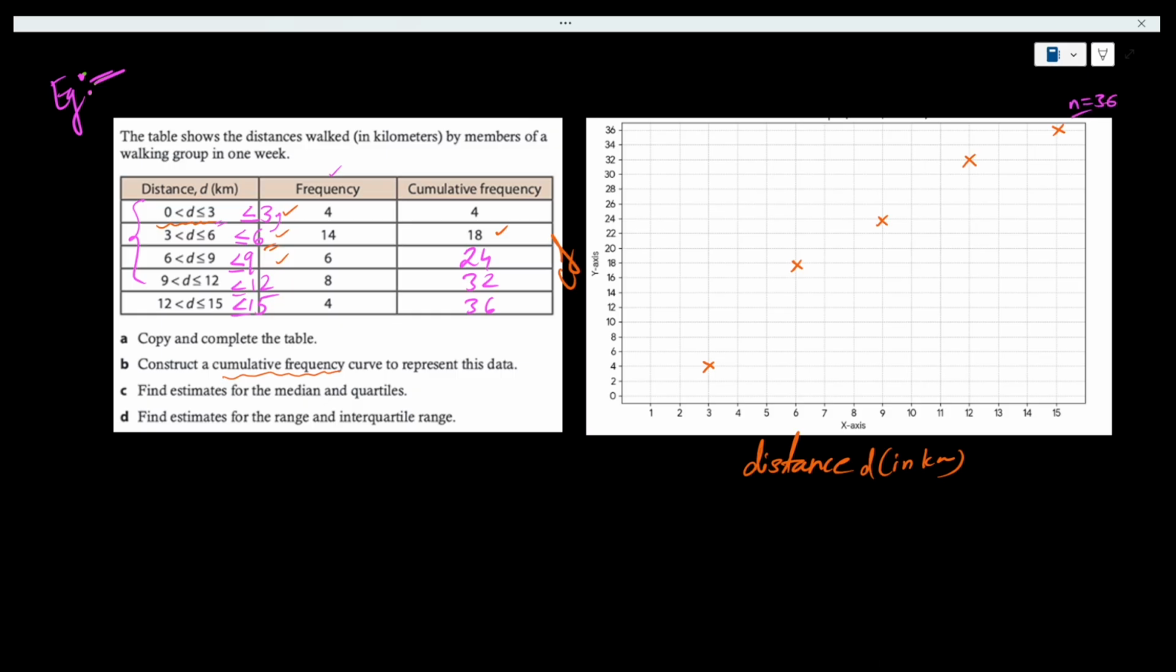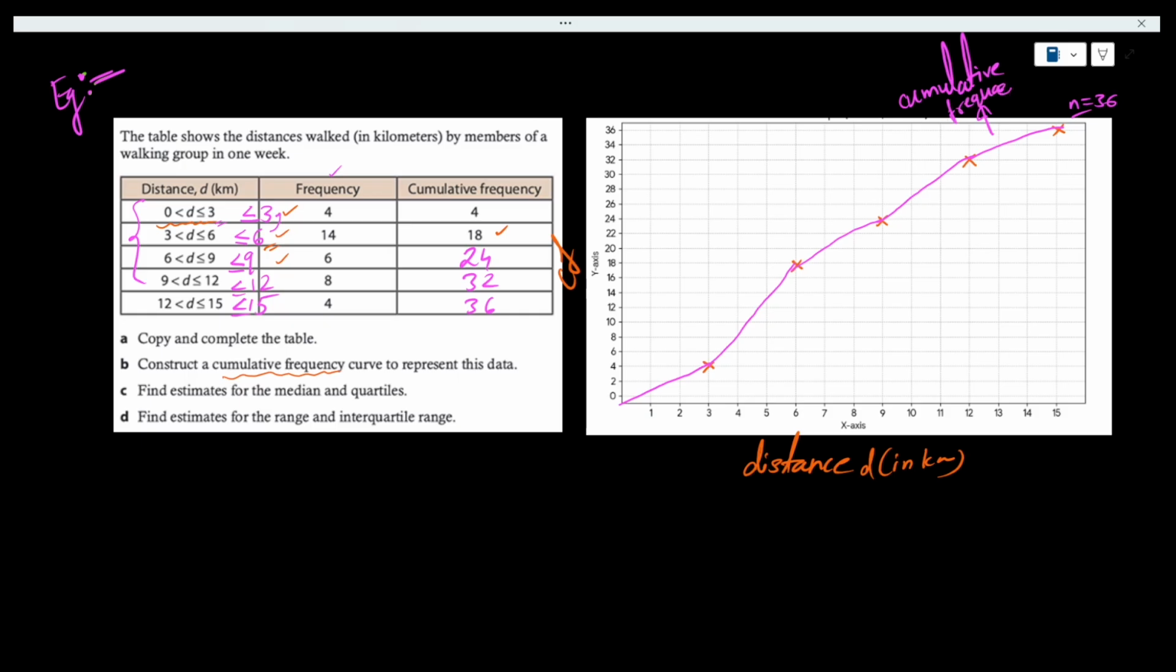Now to make the cumulative curve, you will start from zero, you will join point to point. It has to be a smooth curve here, then a curve. Generally, in any kind of question you will get this. This is called the cumulative frequency curve, because you are using cumulative frequency to draw this graph.